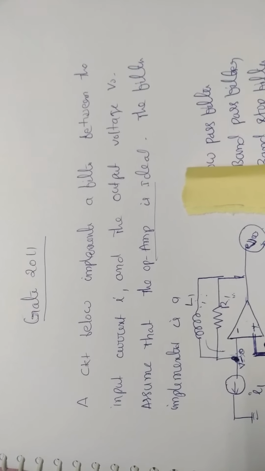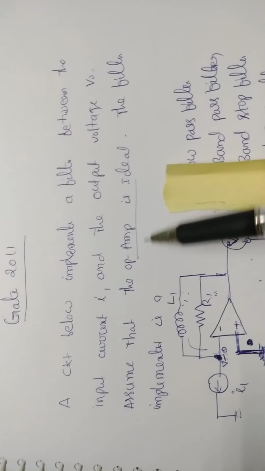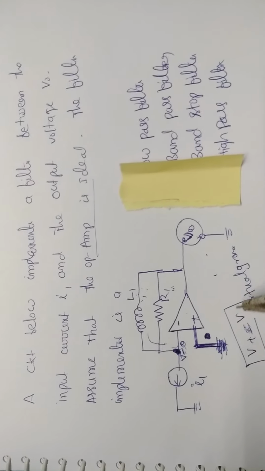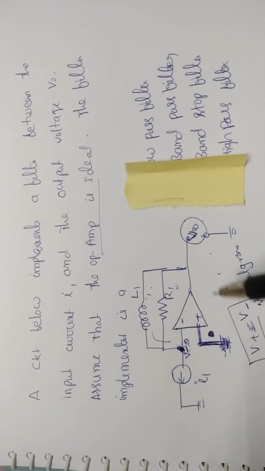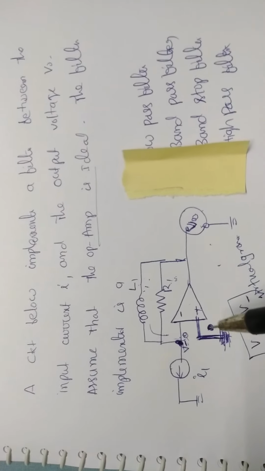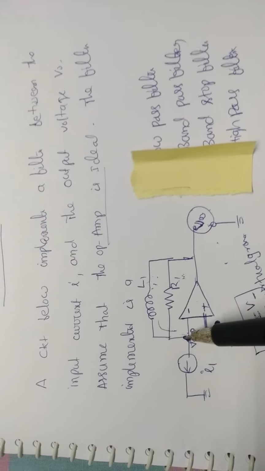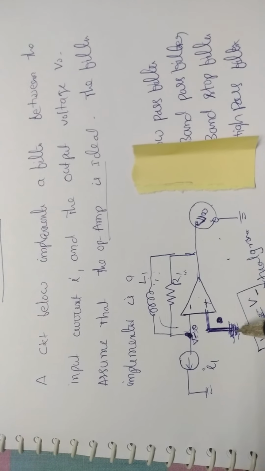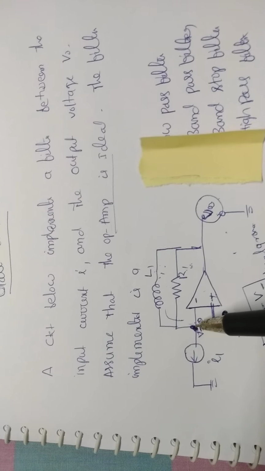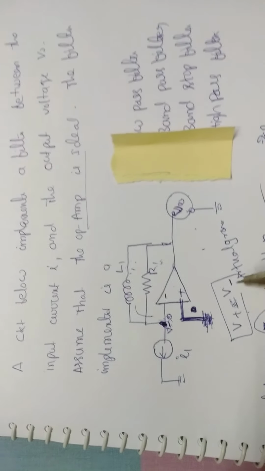The filter implemented is... Since the operational amplifier is ideal, the input impedance is infinity and the open loop gain is also infinity. Because of that, we exhibit the virtual ground concept: V plus is equal to V minus. The voltage at this node is equal to the voltage at this node. V0 is equal to V minus, that we know.